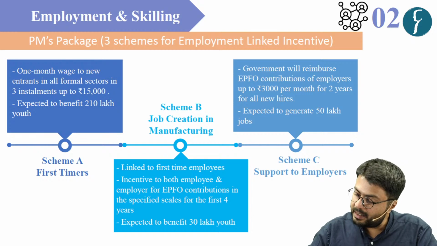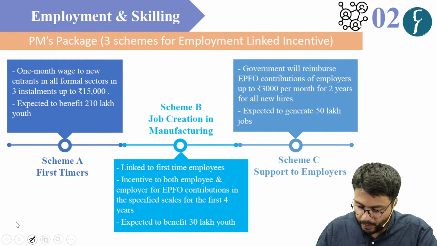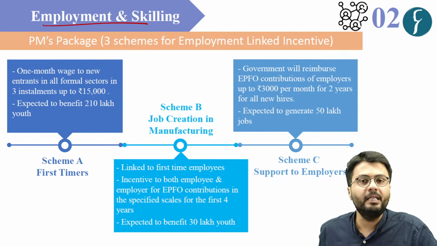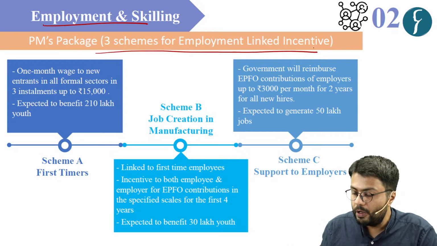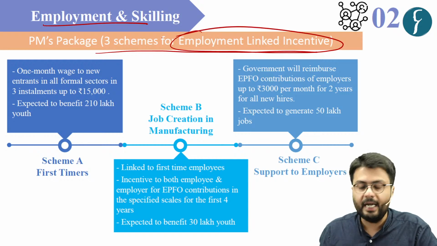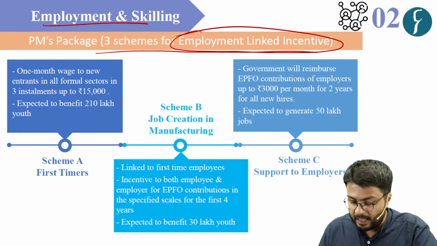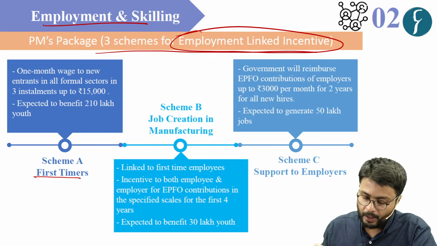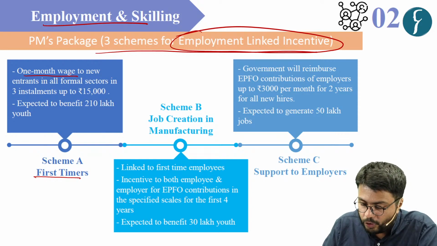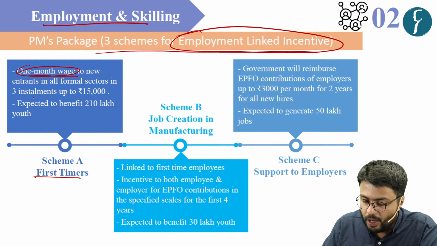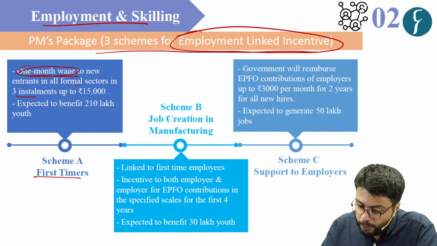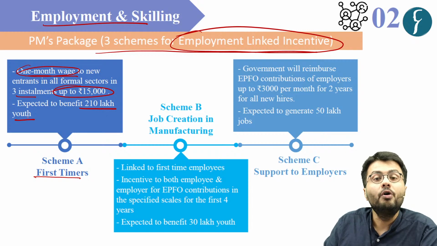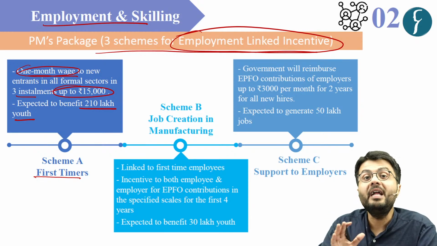Now, let us discuss the second priority of the government, that is the employment and skilling sector. And in this, the most notable announcement by the finance minister was the three schemes which are intended to promote employment linked incentive. Now, the scheme A, that is the first scheme, is intended for job seekers who seek a job for the first time in general. And in this regard, the government wants to provide these job seekers with 1 month of wage in 3 installments, and this will be given up to 15,000 rupees. Now, this scheme is intended to benefit as many as 2.1 crore of Indian youth.